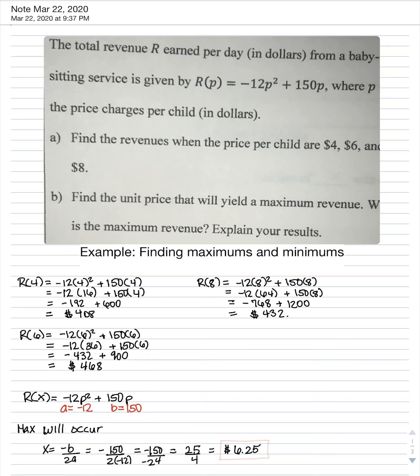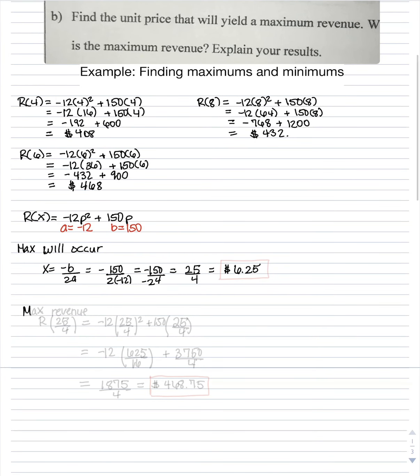Now, what is that maximum revenue? The way we find our revenue is we evaluate our function at the 25 over 4. So our max revenue is R of 25 over 4, which is equal to, now when we plug in 25 over 4 into our revenue, we get negative 12 times 25 over 4 squared plus 150 times 25 over 4.